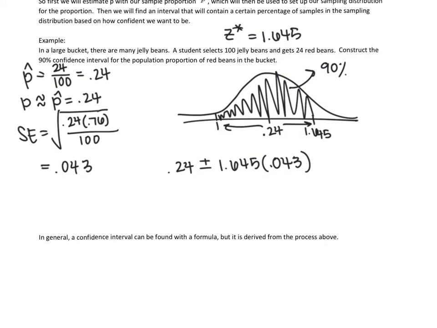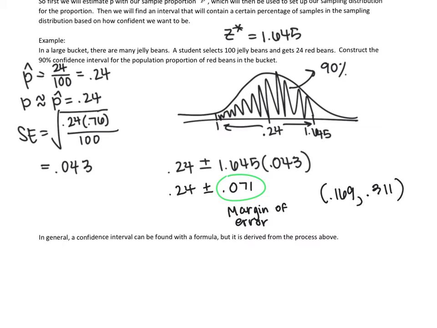So 1.645 times 0.043 is 0.071. Remember, this 0.071 is also called the margin of error. So when we do 0.24 minus 0.071, we get the lower value in our interval, which is 0.169, and then we do 0.24 plus 0.071, and we get the upper value, which is 0.311.